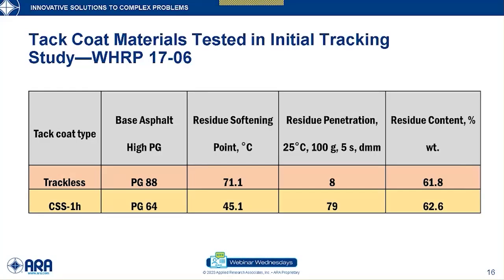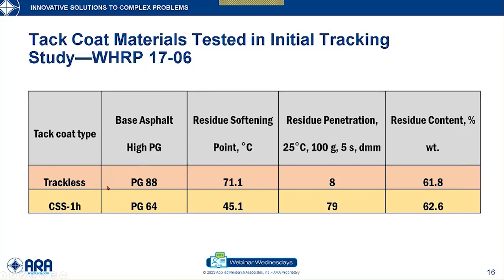Okay, at first, this study was funded by WHRP, the Wisconsin Highway Research Program, project 1706, by Wisconsin DOT. So I want to acknowledge them in this slide. So this initial tracking study started with two emulsions. One is a trackless emulsion, and the other one is the CSS-1H, where CSS means cationic slow setting, and the 1H means it's polymer modified.